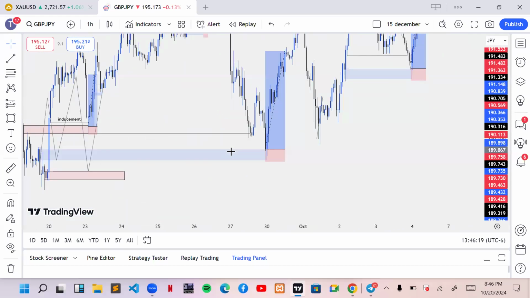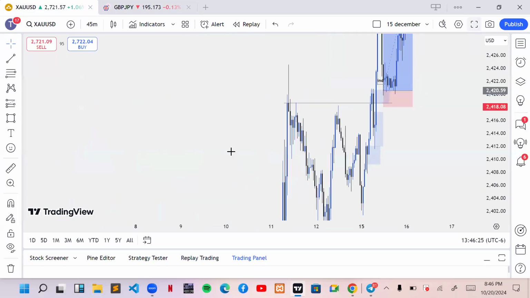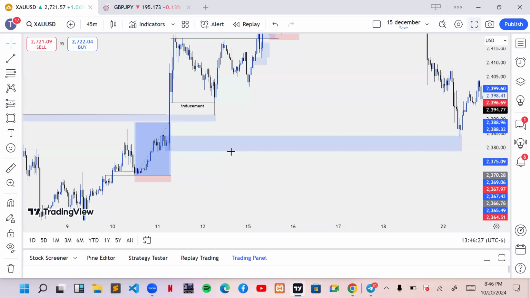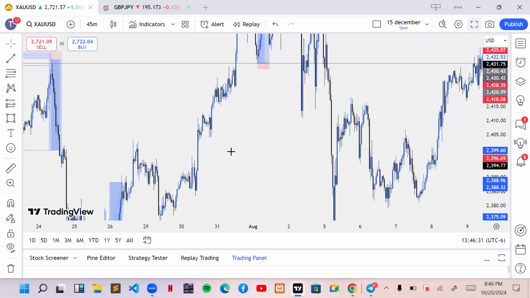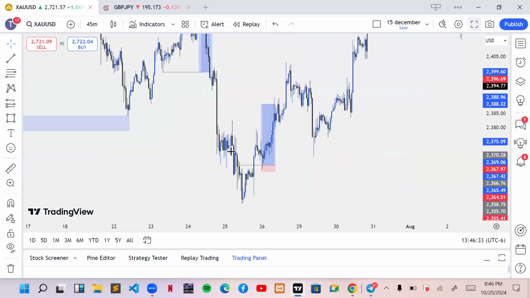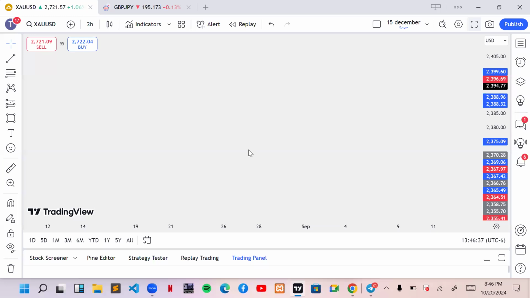Let me see if I have a trade with another block. So I have a trade with another block. Let me now show you so you know when to use another block. This is also a breaker block trade.